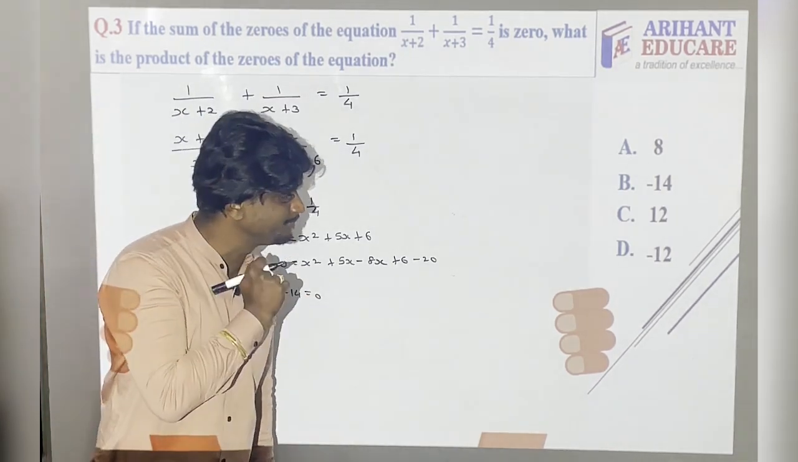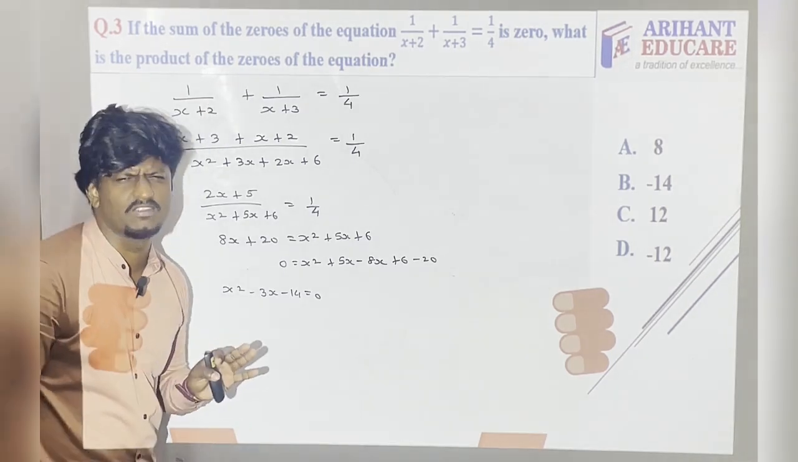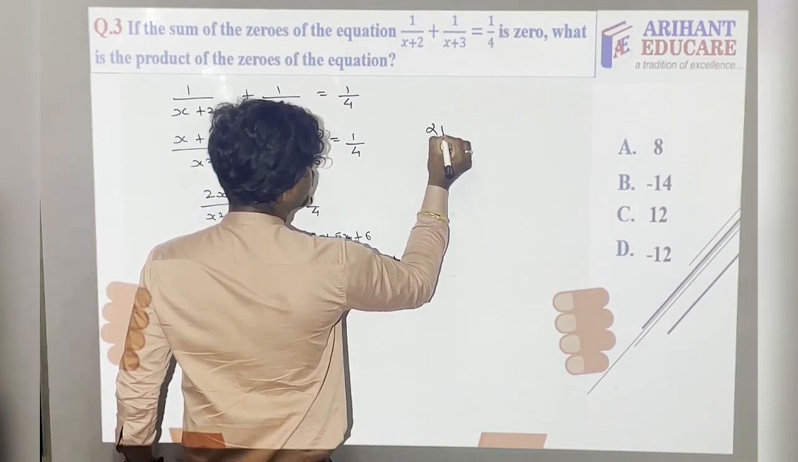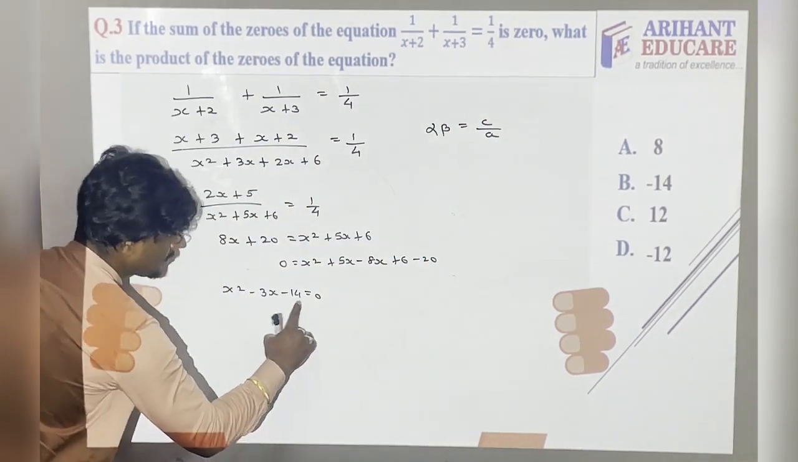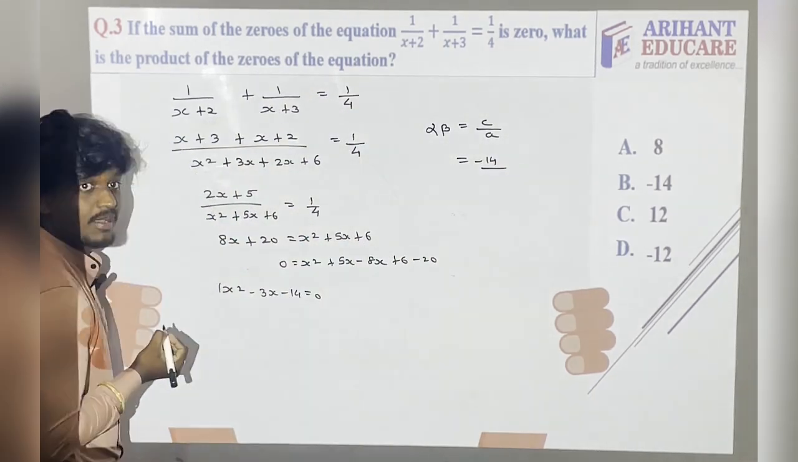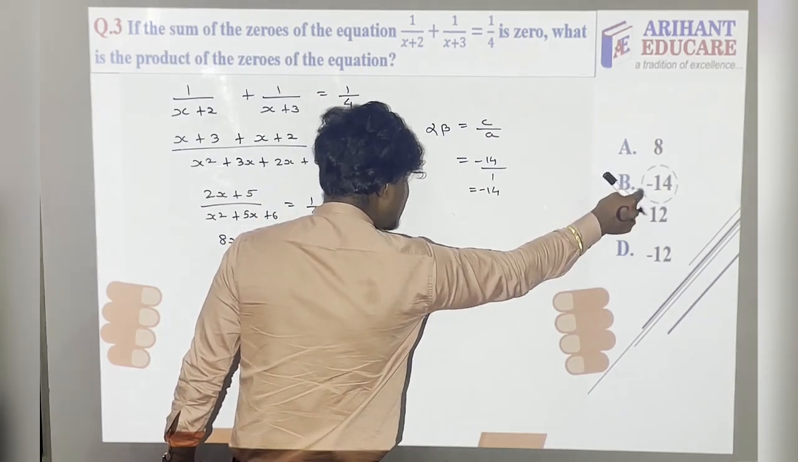Minus 14. Okay. I want the product of the zeros. If I take the zeros as alpha and beta, I know alpha into beta is nothing but C by A. What is C here? Minus 14. What is A here? 1. What is minus 14 upon 1, which is minus 14.